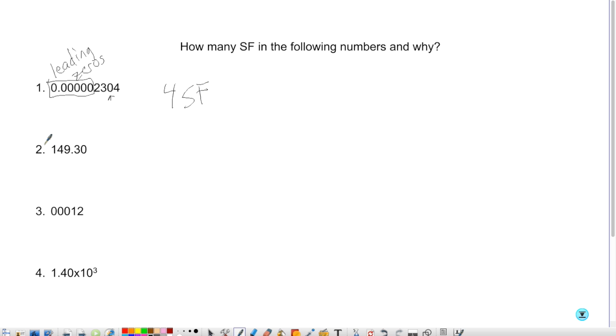Well, what about this number? So this number now has, this 0 is a trailing 0. Okay? Trailing zeros are only significant if there is a decimal point. So that's 1, 2, 3, 4, 5 significant figures.